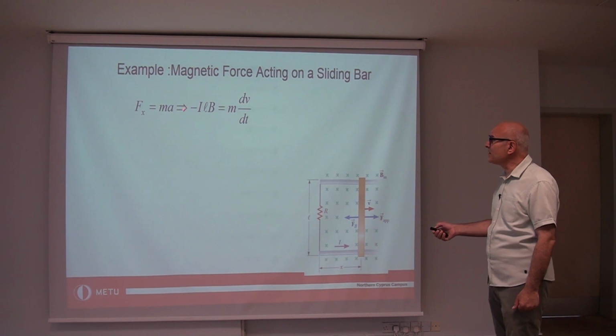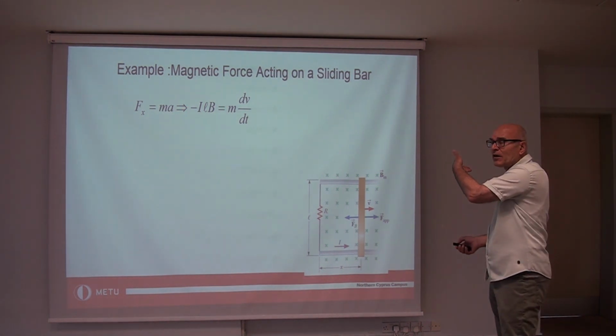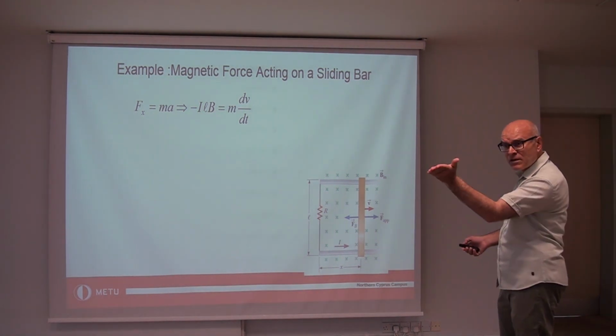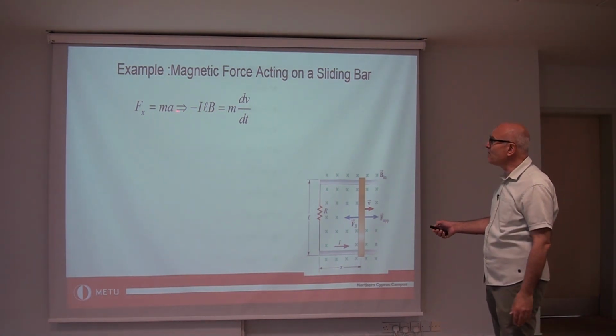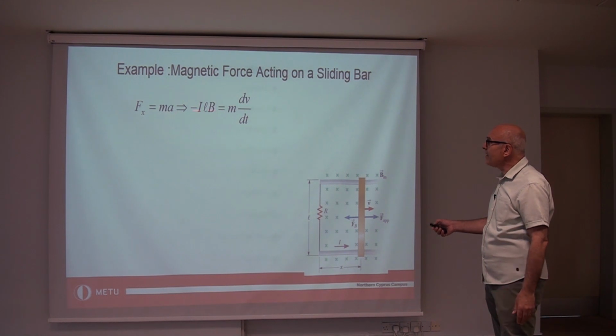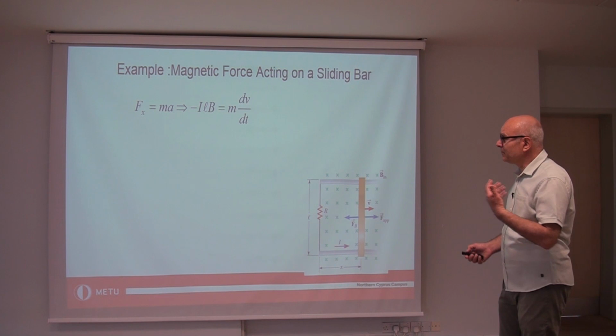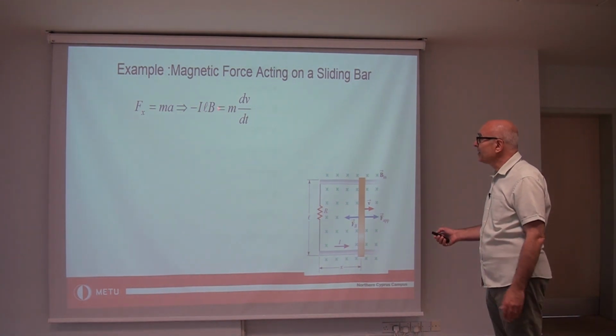The magnetic force in this case, if I take the positive direction to the right, will be minus ILB. This minus sign is because it's pointing to the left, and it is equal to ma. But what is a? a is dv by dt. Now, here we have an interesting situation.